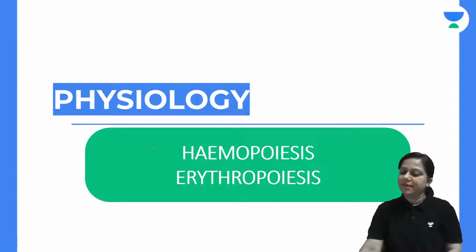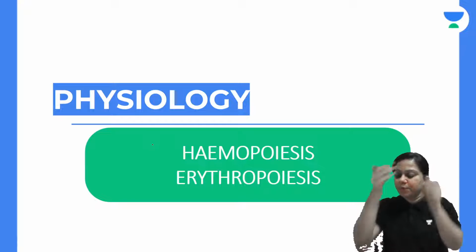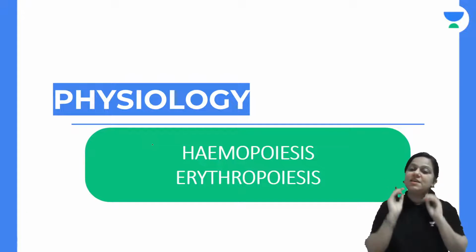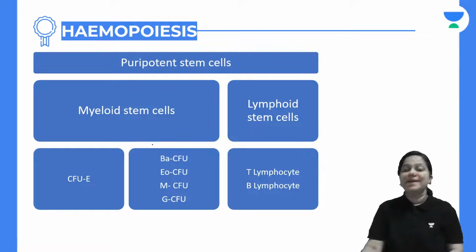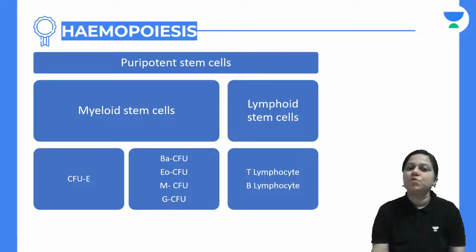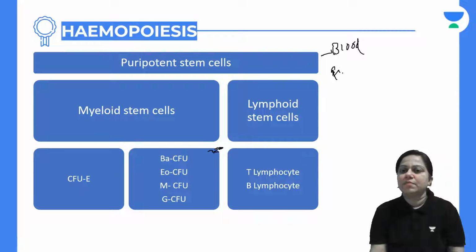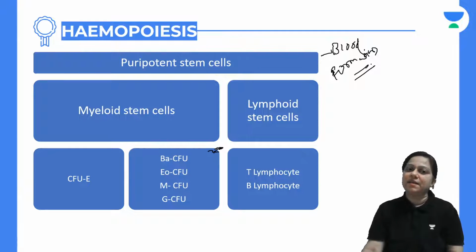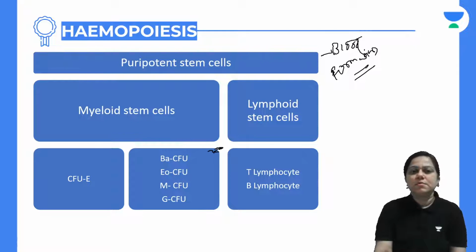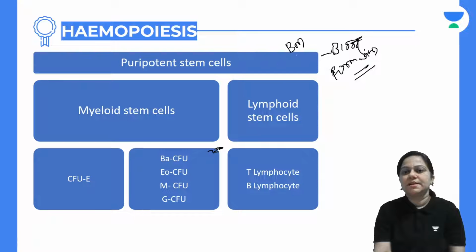So now come to today's topic, that is hemopoiesis. Understand the word carefully, hemopoiesis, and later I will cover erythropoiesis. Now let us understand the first one, hemopoiesis. Hemo stands for blood, and poiesis means formation of blood cells. Poiesis stands for formation, and hemo stands for blood. So hemopoiesis occurs in the bone marrow.